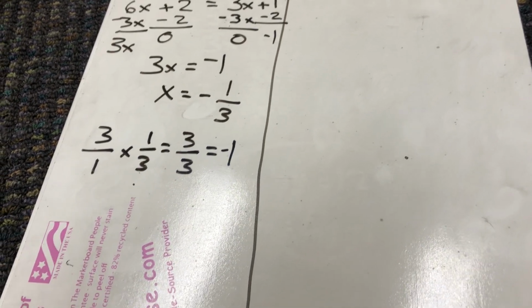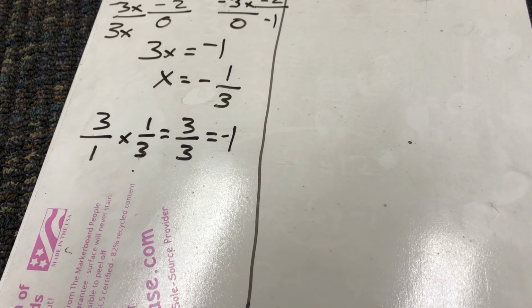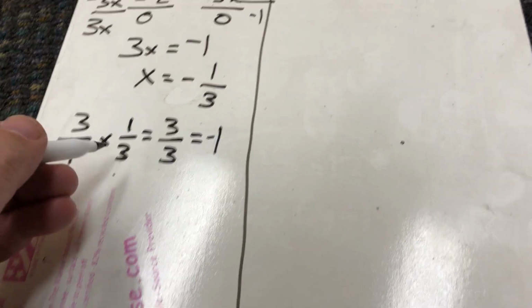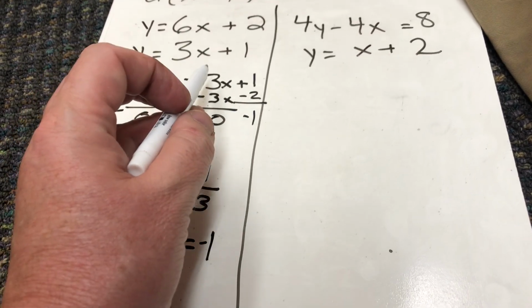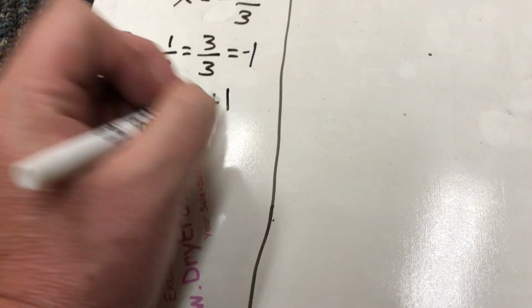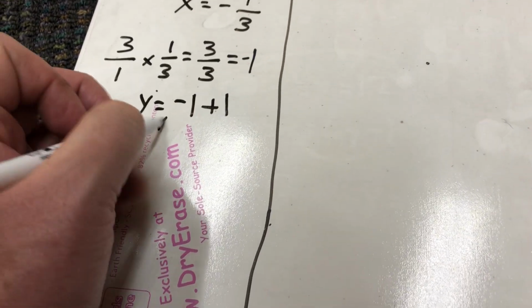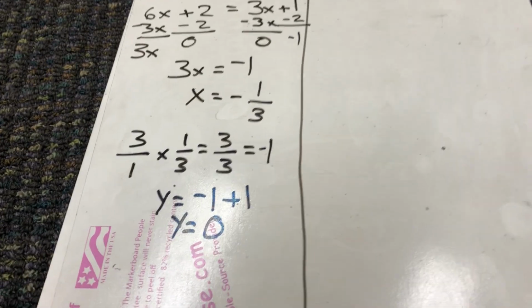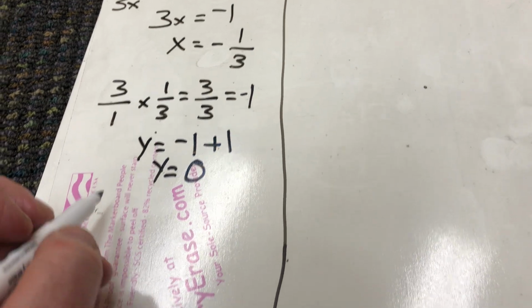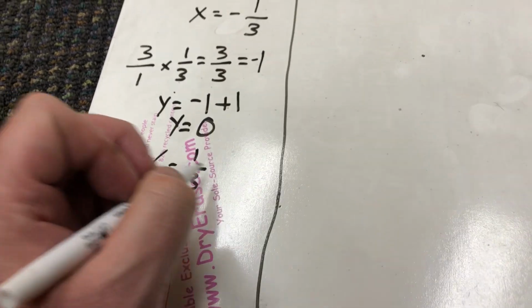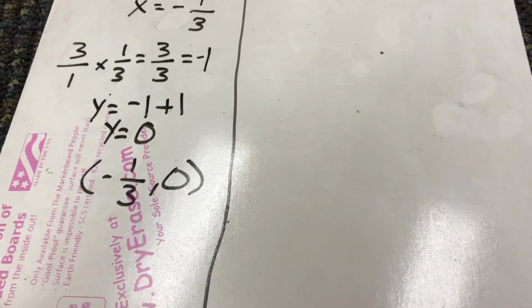So I am at negative 1. That means 3 times negative 1 over 3 is negative 1. So that leaves me with y equals negative 1 plus 1. Well, negative 1 plus 1 is 0. So I actually come up with a solution here, and that solution is x is negative 1 over 3, y is 0.